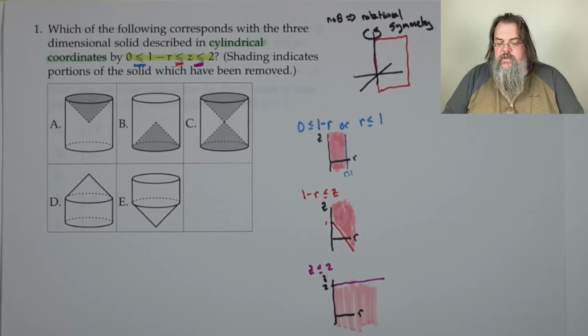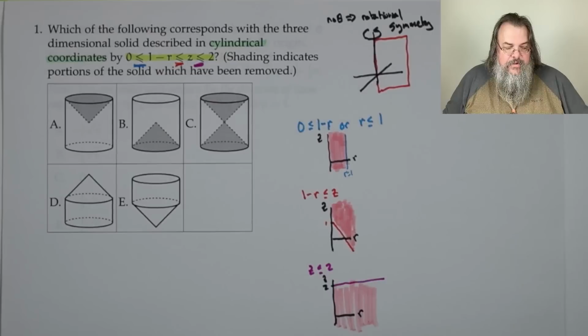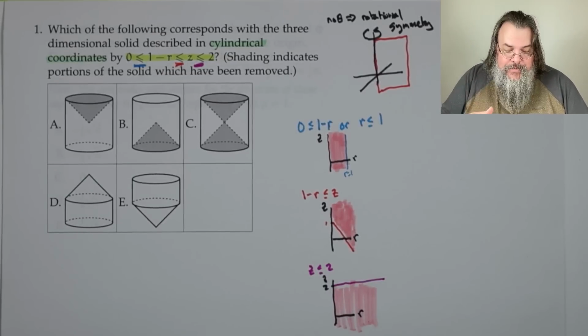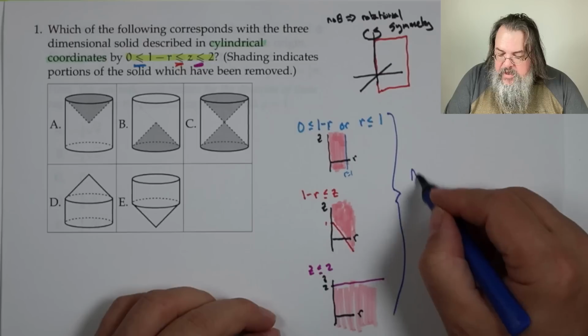All right. So those are our 3 inequalities. And so now if we put all of those together, we're going to see a single picture emerge. So what's our overlap? So now combine.